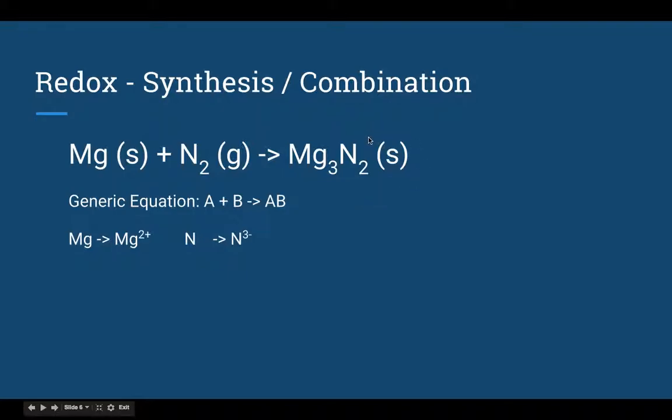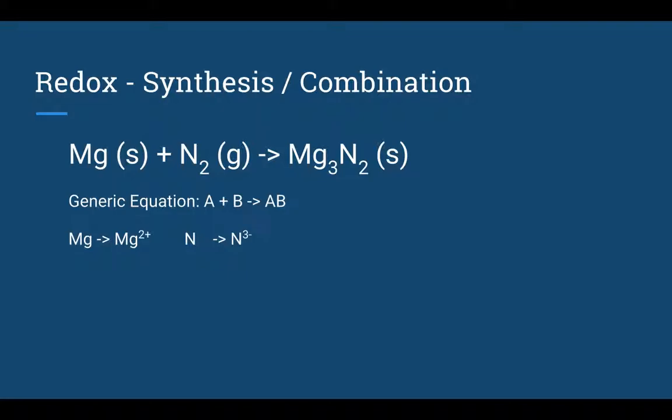We're not always going to be able to predict what the state of the products are, but oftentimes we will be able to. In this case, it's going to be a solid because it's an ionic compound. Remember, ionic compounds have really high melting points, so it's going to be a solid unless we're running this reaction at like 7 million degrees Celsius, right? Not really that high, but thousands of degrees Celsius.